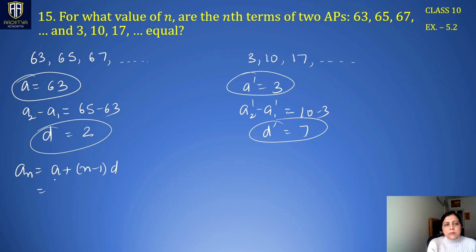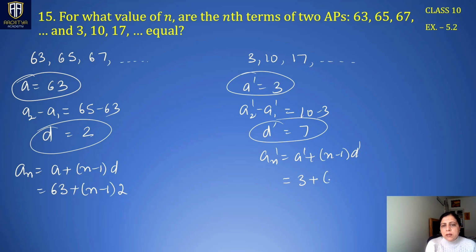And this a_n comes out to be A, which is 63. n is not known to us. D here is 2. In this case, a_n is denoted by a + (n - 1)d. For the other sequence, a' is 3, n we have to calculate, and d' is 7. So we have to assume that at some point these two values will come out to be the same. The values of a_n have to be the same. So for that I am equating a_n equal to a_n'.